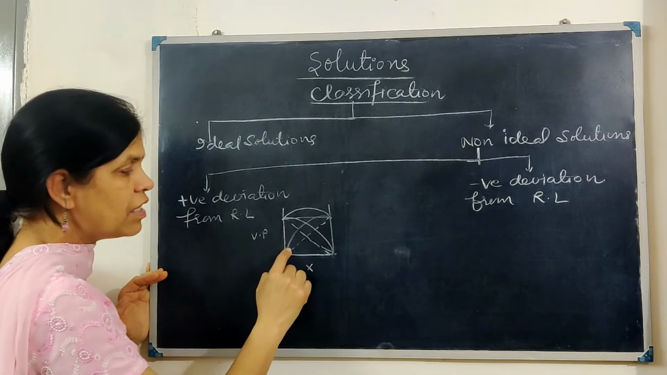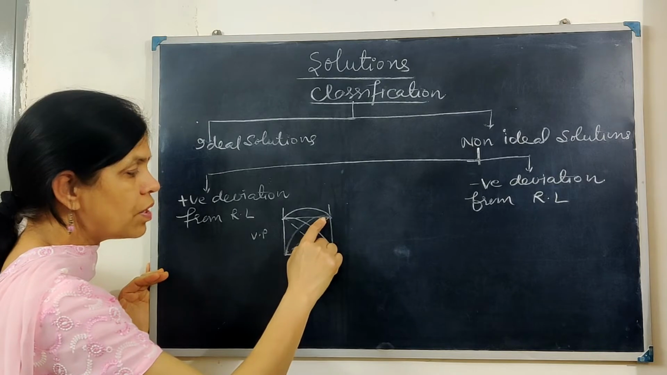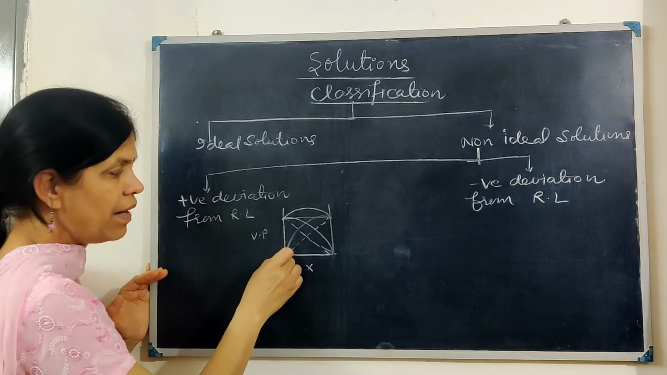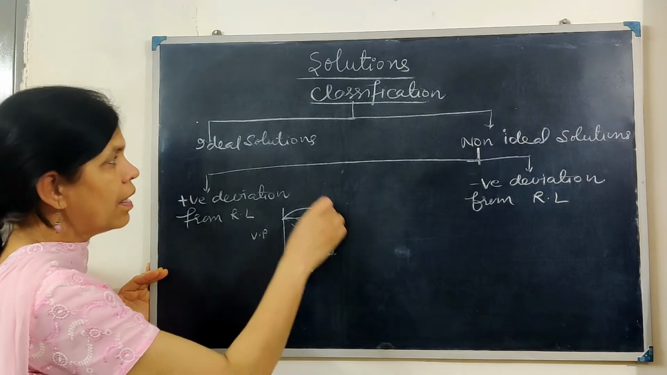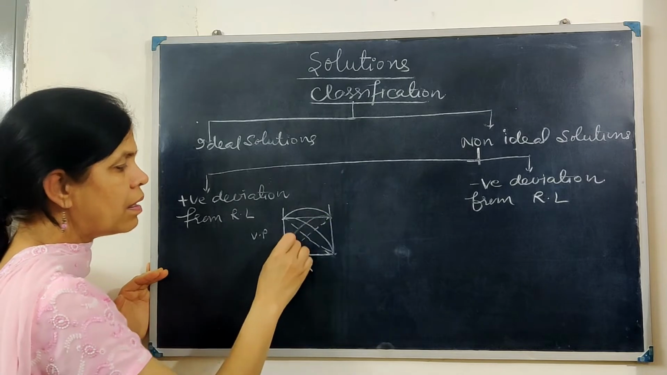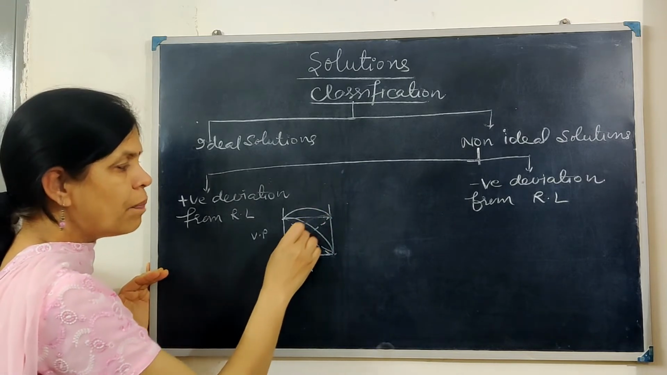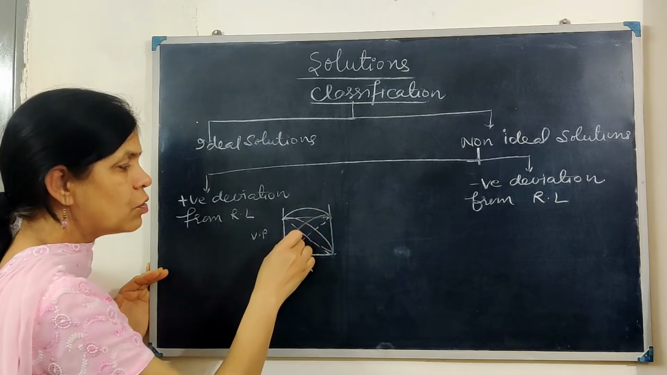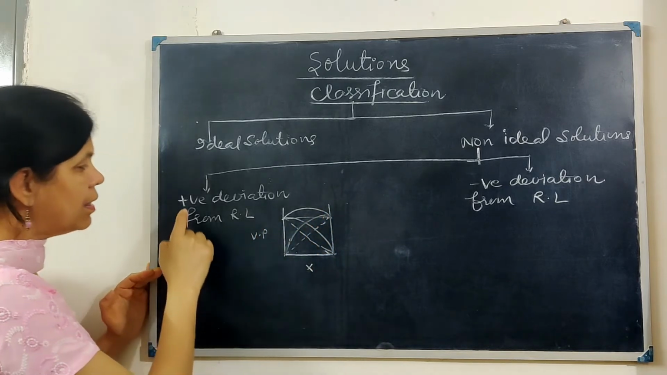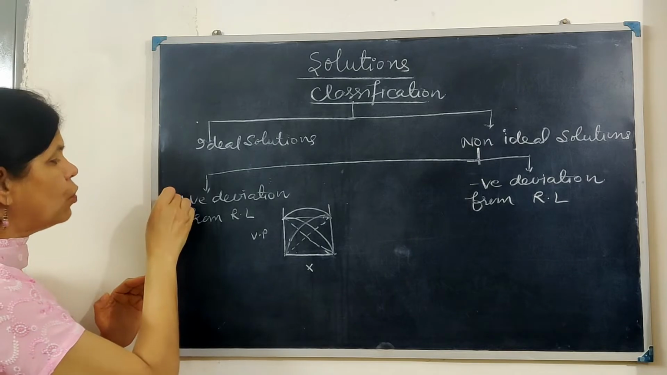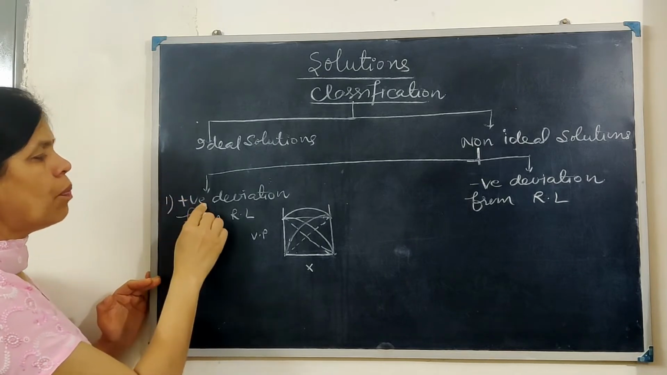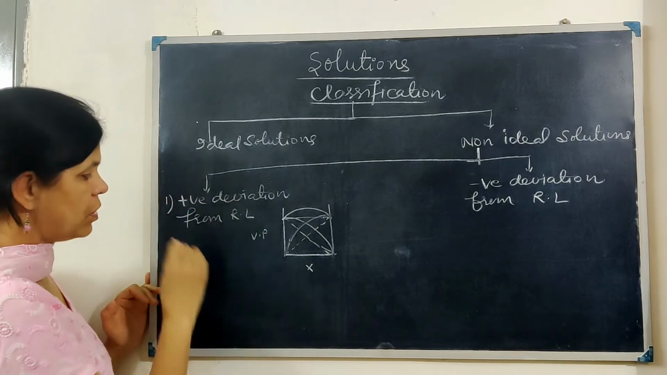Why? Because there is no straight line at all the concentrations. Here it is behaving, here also it is behaving according to Raoult's law, but in the middle there is a change, there is no straight line. I mean, it's a kind of parabola. Why is it so? I'll explain it, but just see the conditions. So one is they do not obey Raoult's law. They show positive deviation from Raoult's law.